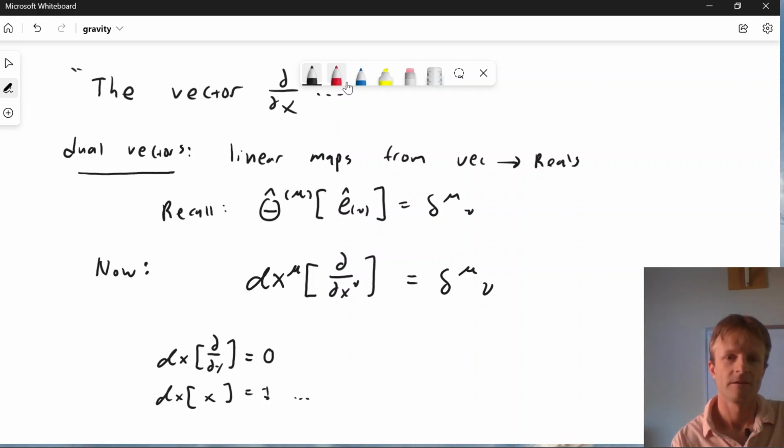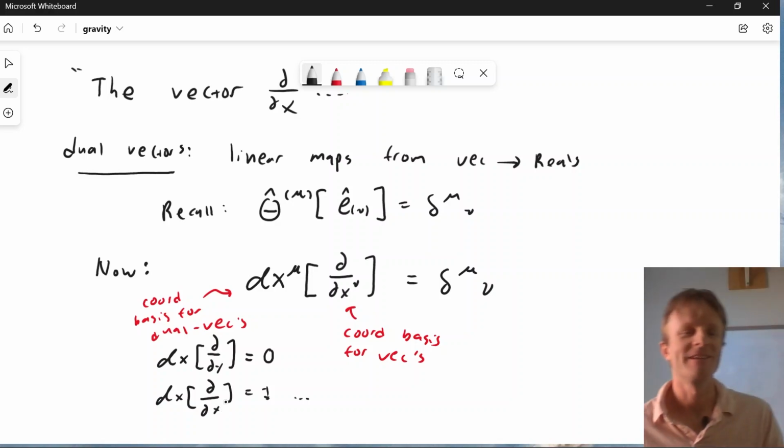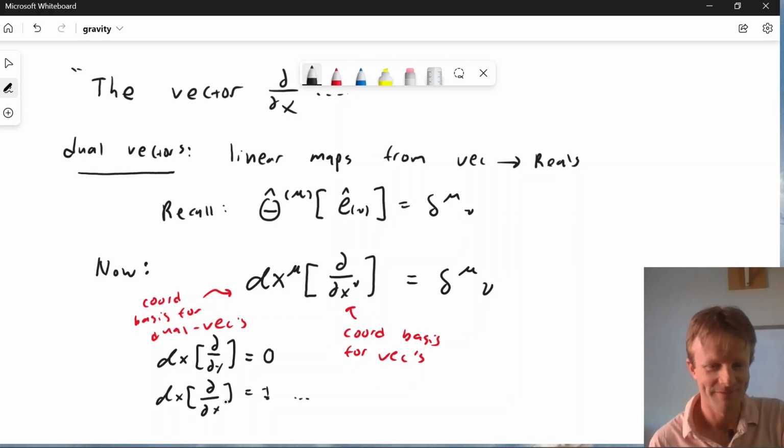Okay? So this is our coordinate basis for vectors, and this is our coordinate basis for dual vectors. If the thing in the brackets, should that be d over dx? Yep. Thank you. I always say these things triumphantly as if I've written the right thing. I assure you in my head it was right. Thank you.